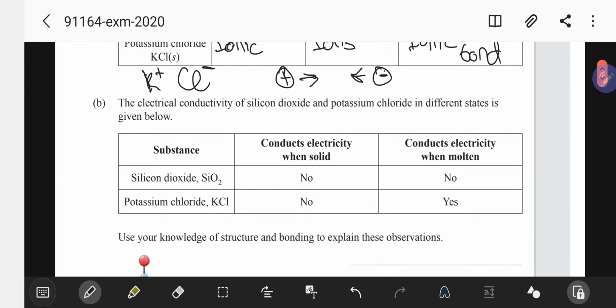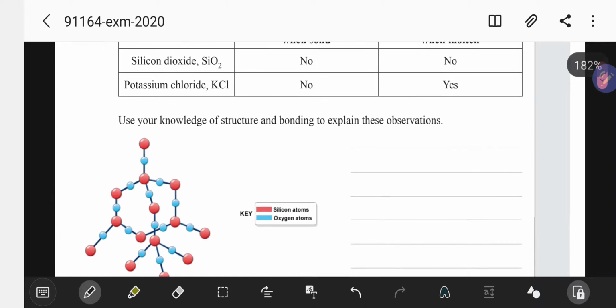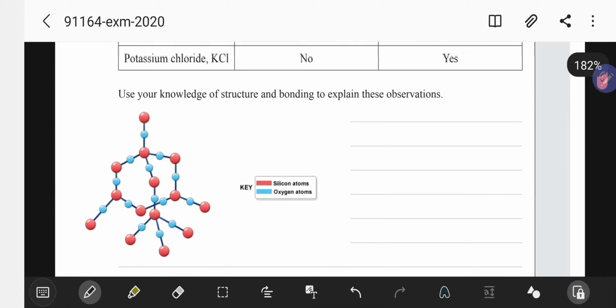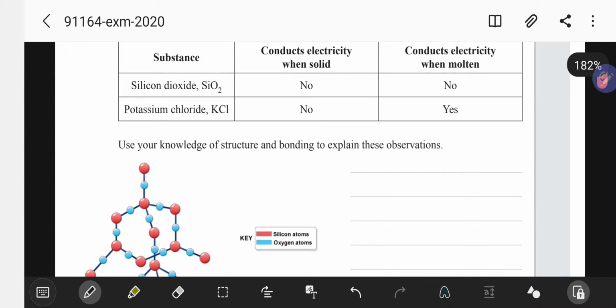So the electrical conductivity of silicon dioxide and potassium chloride in different states is given below. So silicon dioxide doesn't conduct electricity when it's solid or molten, whereas potassium chloride conducts when it's molten. For there to be electrical conductivity, there needs to be free moving charged particles. That could be a delocalized electron.